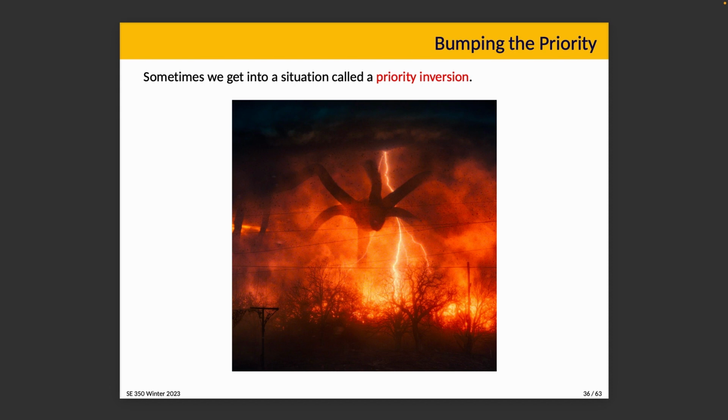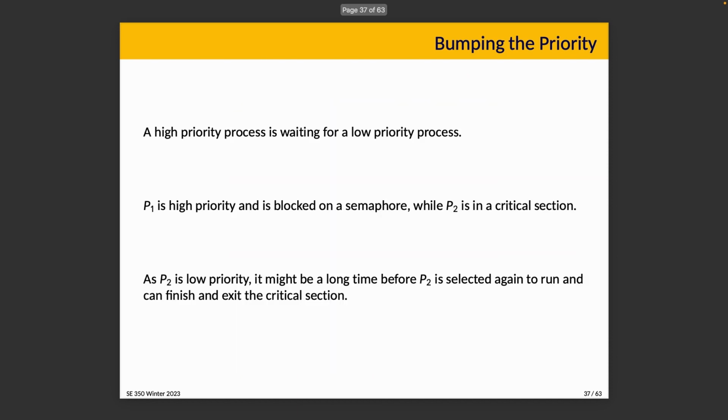The next big consideration that we want to talk about is called priority inversion. We're in the upside down. This is a situation that we get into when a high priority process is blocked and waiting for a low priority process. P1 is a high priority process and it's blocked on a semaphore while process P2 is in a critical section. Because P2 is a low priority process, it might be a long time before it's selected to run again and can finish and exit the critical section, which is frustrating. Our high priority task is waiting for a low priority task, and that's not something that we would like to see.